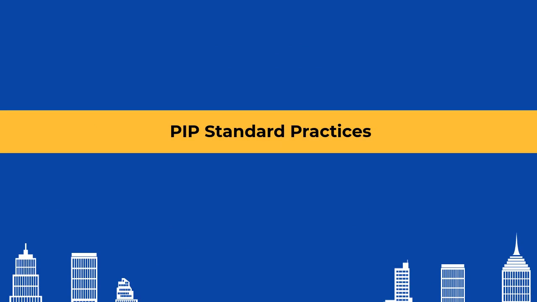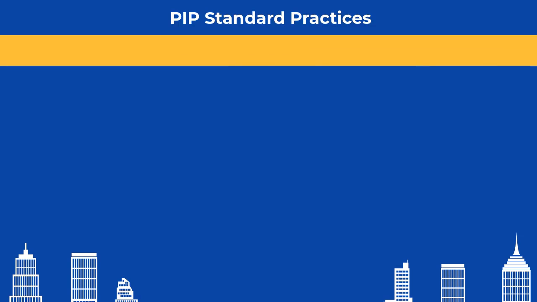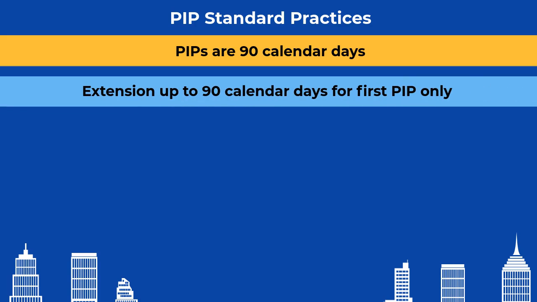Supervisors should become familiar with the PIP standard practices, including: all PIPs are to be 90 calendar days in length. This is a change from the previous guidance, which allowed supervisory discretion for the duration of a PIP to be up to 6 months. Following consultation with management and PRS, supervisors may extend an employee's first PIP by 90 calendar days to meet PIP requirements, to allow more time to observe performance by adjusting the date in the PIP.